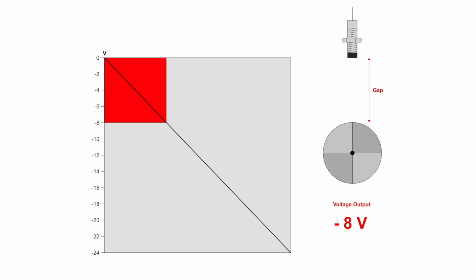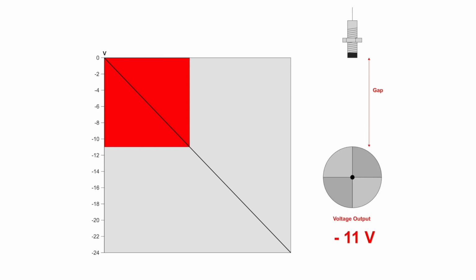Example of some gap is on this picture. The output voltage is -8 volts. On this picture is higher gap, and we can see the higher negative or lower voltage, -11 volts.